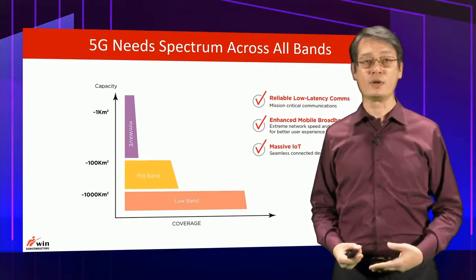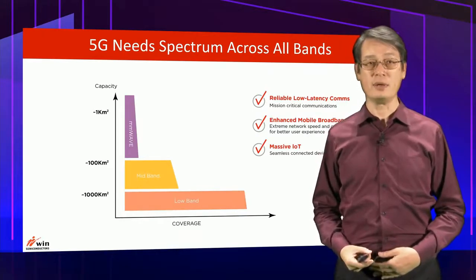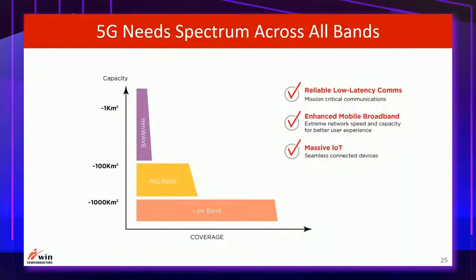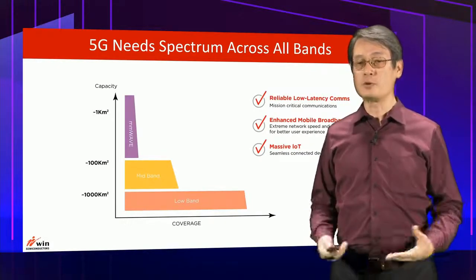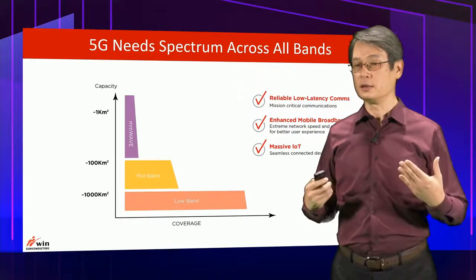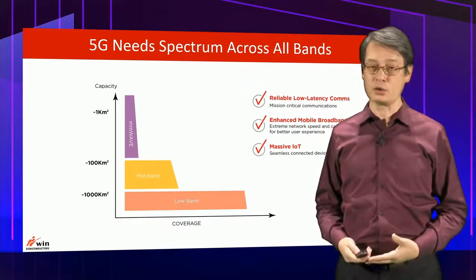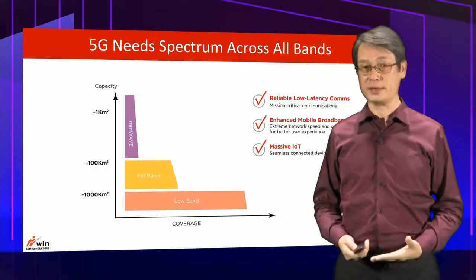In terms of frequency spectrum, 5G needs a millimeter wave frequency, which is around 30 gigahertz or above, to provide large bandwidth for high data rate transmission. However, the coverage is very limited. At the same time, 5G also needs lower frequency bands, which we refer to as sub-6 gigahertz, to support wide coverage. Both millimeter wave and sub-6 gigahertz are required to make a 5G network complete.